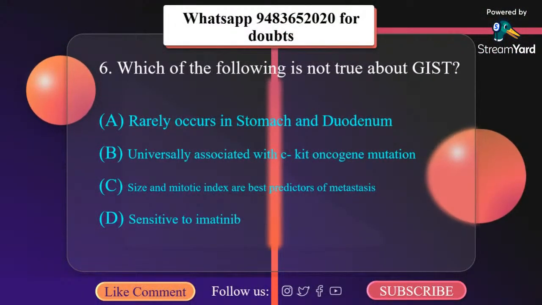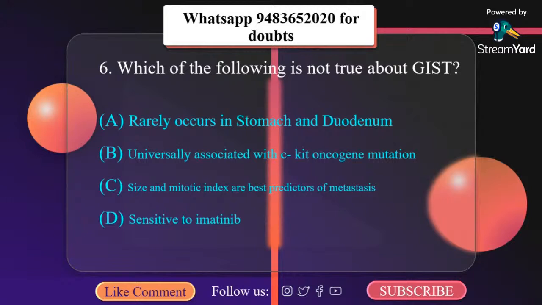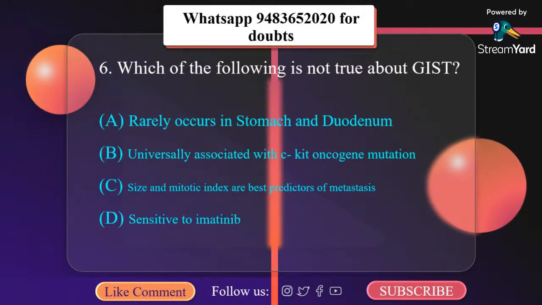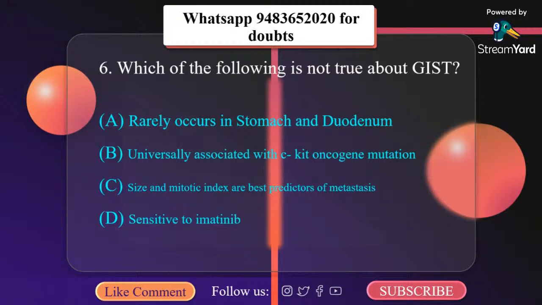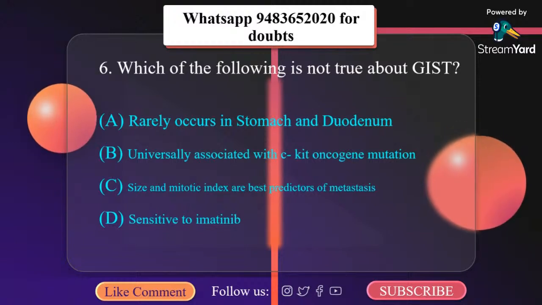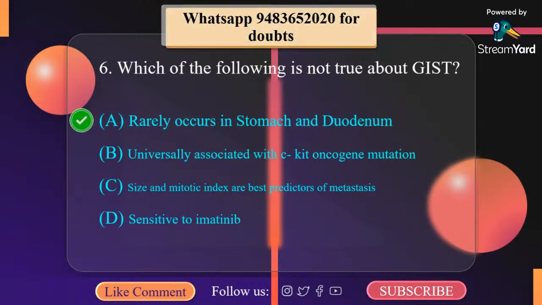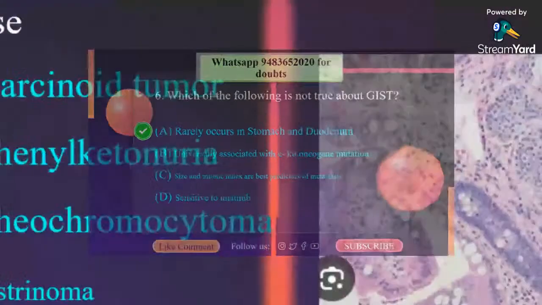Which one of the following is not true about GIST? A. Rarely occurs in stomach and duodenum. B. Universally associated with c-KIT oncogene mutation. C. Size and mitotic index are best predictors of metastasis. D. Sensitive to imatinib. It is rarely occurs in stomach and duodenum.